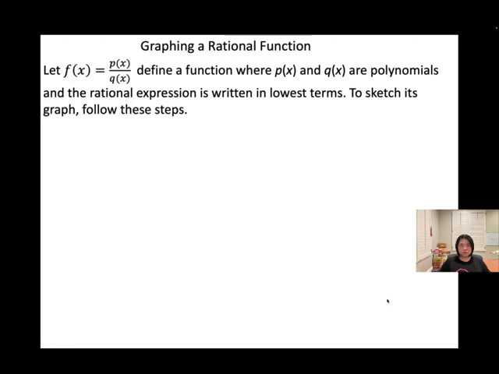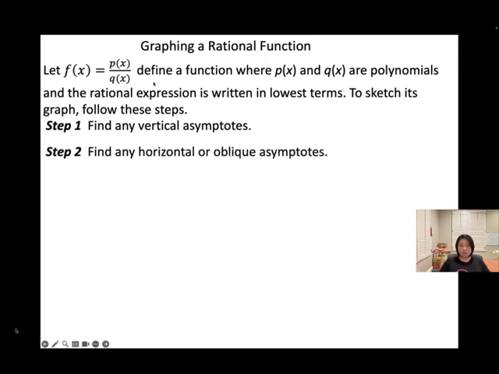Let f of x equal to p of x over q of x define a function where p of x and q of x are polynomials, and the rational expression is written in lowest terms. To sketch its graph, follow these steps. First, find any vertical asymptote. We're going to set q of x equal to 0 and then solve for x. And then find any horizontal or slant asymptote. We're going to compare the highest degree of p of x and the highest degree of q of x.